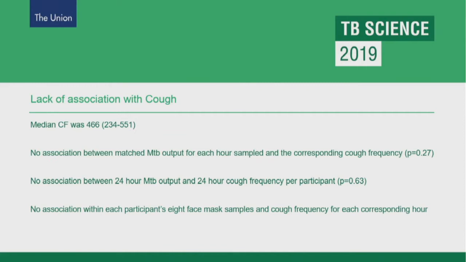The median cough frequency for this group over 24 hours was 466 coughs, which is very high. On average, we cough 5 times an hour, so this is much higher than that, which is surprising when you consider that this is a HIV-positive dominated cohort. We found no association between MTB output in aerosol and corresponding cough frequency when we analysed it hour by hour over the total 24 hours and over the total 8 mask samples taken in that 24 hours.